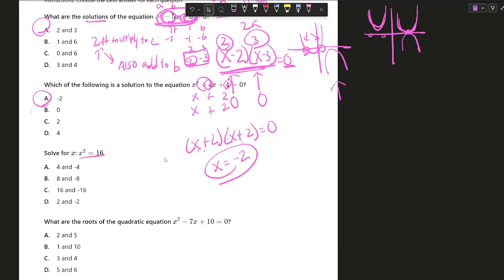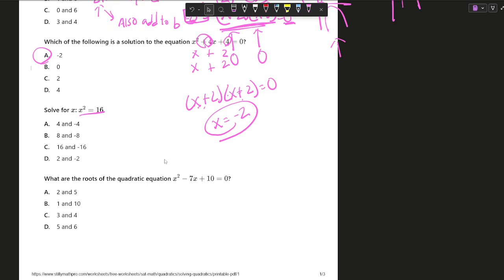Now let's do this third one real quick. Okay, how do you solve this? Well, you don't have to do all that for these type of problems. These are easier. You just square root it. But here's the thing, you have to remember the plus and minus. That's the most important thing. Plus or minus 4, right? That's an easy question.